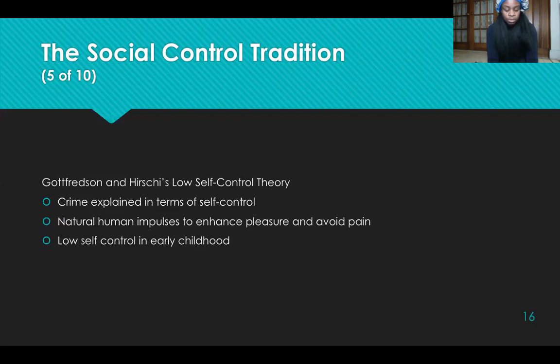Gottfredson and Hirschi's low self-control theory. So with colleague Michael Gottfredson in 1990, Hirschi moved from explaining crime and delinquency in terms of social control towards explaining it in terms of self-control. Self-control is defined as the extent to which different people are vulnerable to the temptations of the moment. Self-control theory accepts that classical ideas of crimes are the result of unrestrained natural human impulses to enhance pleasure and avoid pain.